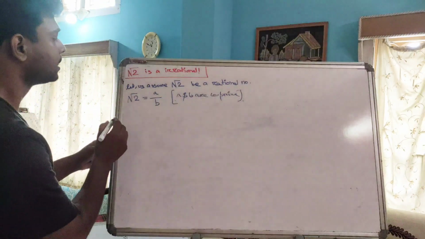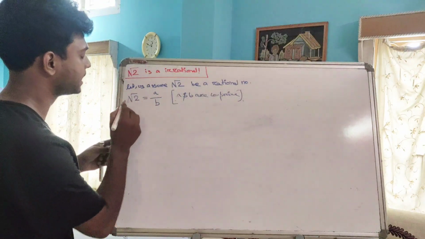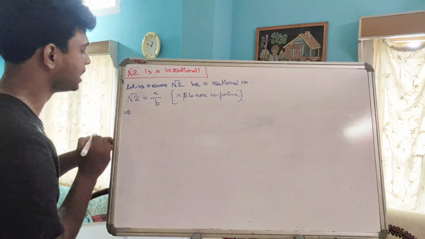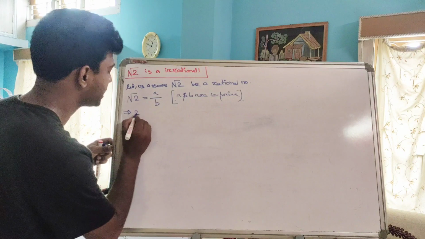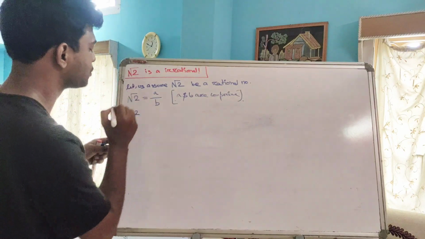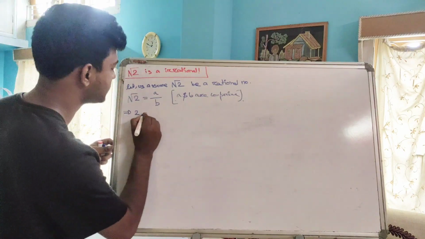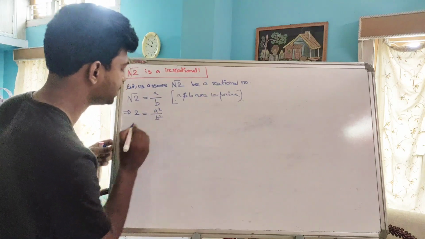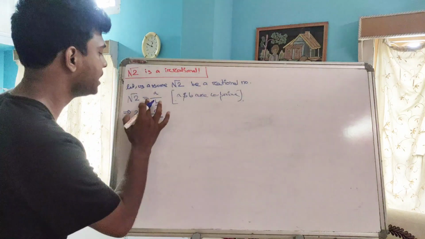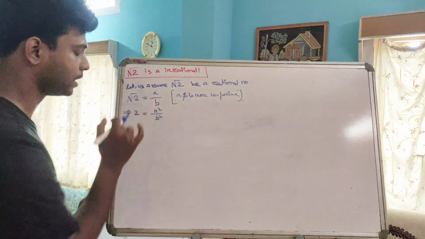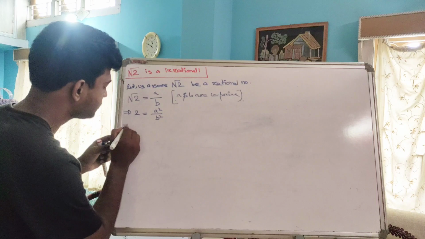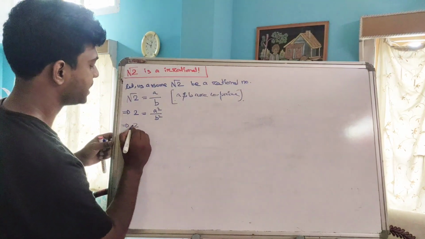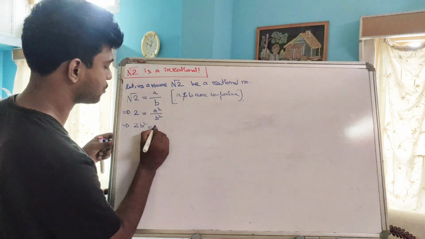Okay, so now let us manipulate this algebraically. Let us square both sides of this equation. What do we get? After squaring both sides, this becomes 2, because the square root of 2 whole squared is 2, as square and square root cancel out, and this side will become a squared over b squared. Yes or no? (a over b) whole squared is the same as a squared over b squared. Now let us multiply both sides by b squared. So it will become 2b squared equals a squared.